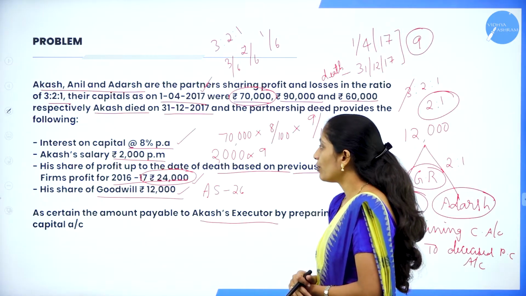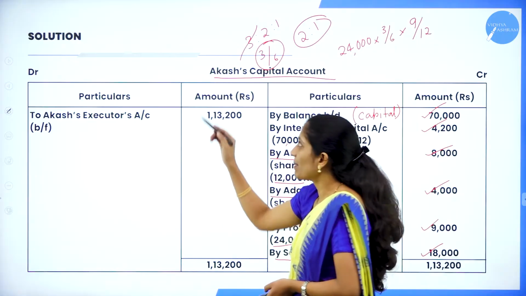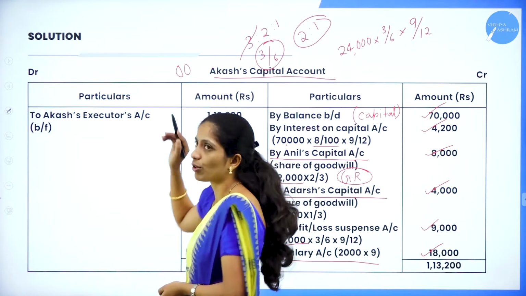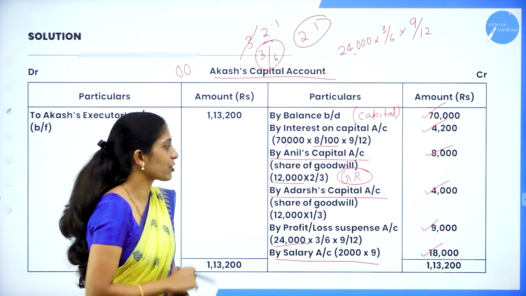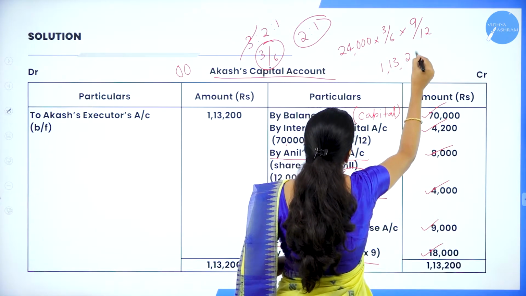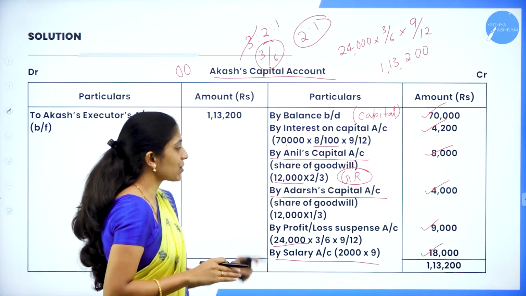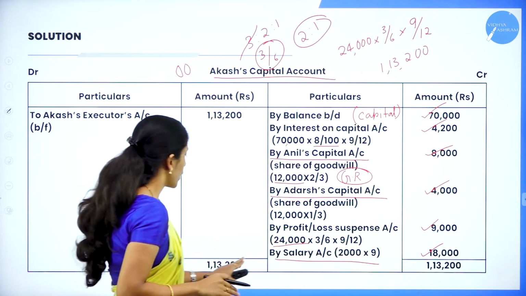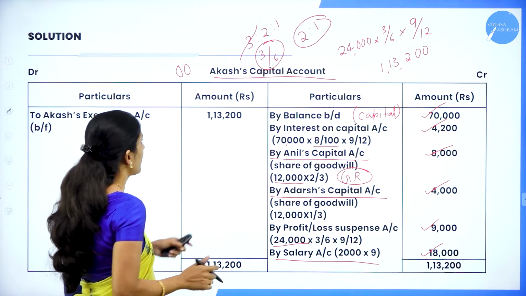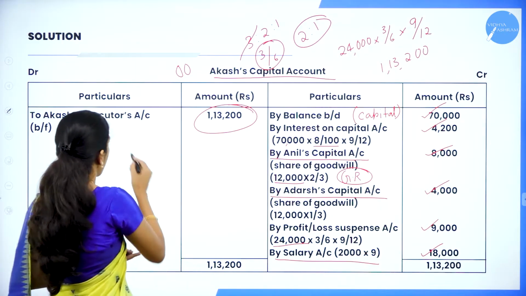Now what we will do? We will balance both the sides. So when you add all the items in the debit side, it is just 0. So there is no other transaction. Whereas coming to the credit side, it is 1,13,200. So credit side is more, right? Both the sides, 1,13,200 minus 0, we get a balancing figure of 1,13,200.